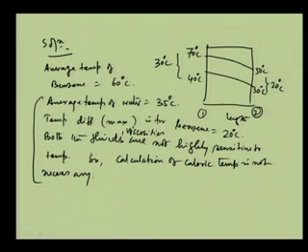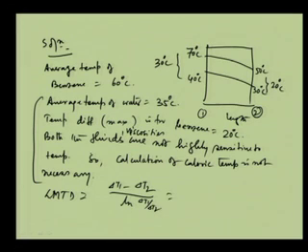Second point is that LMTD is equal to delta T1 minus delta T2 by ln delta T1 by delta T2, and that is equal to, we know, say 30 minus 20 by ln 30 by 20, and that is equal to 24.66 degree centigrade.